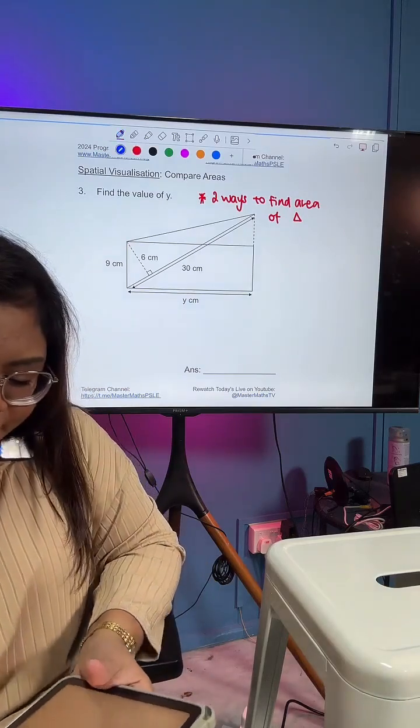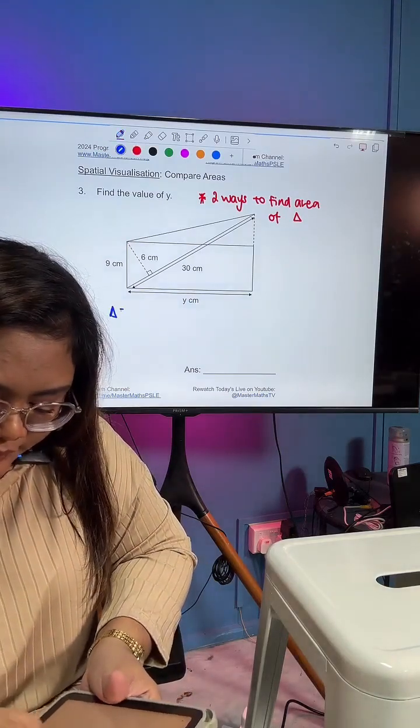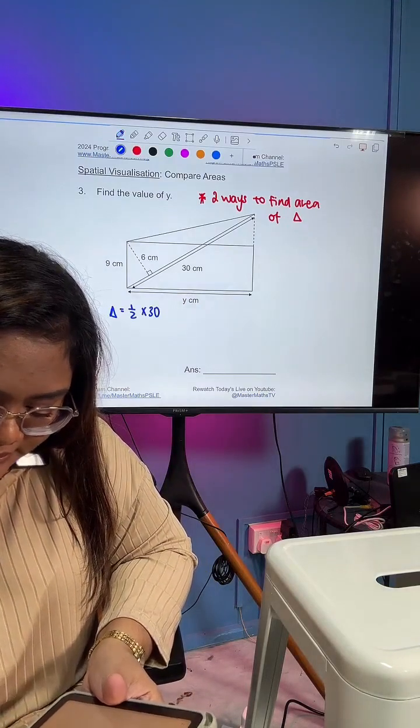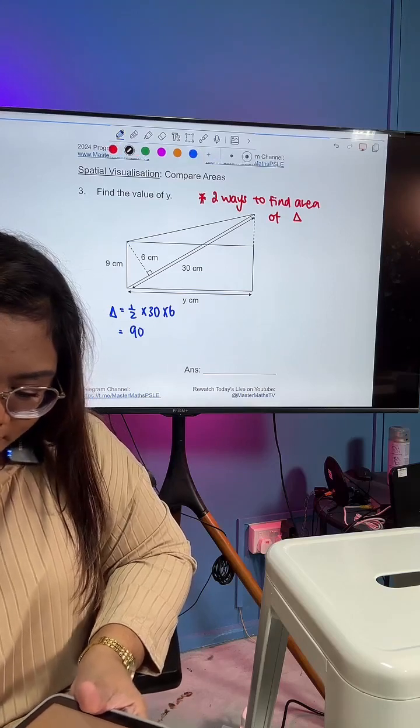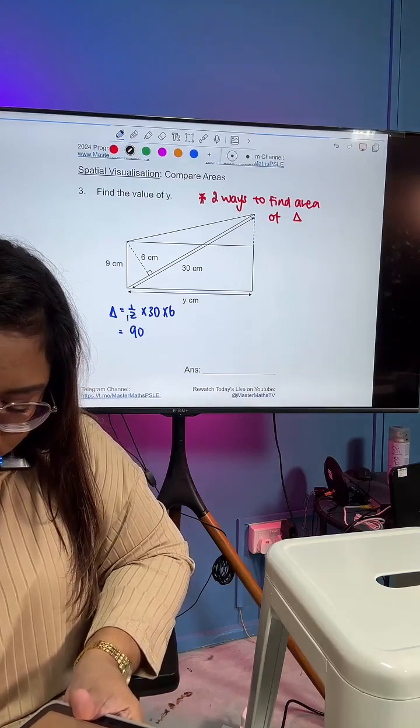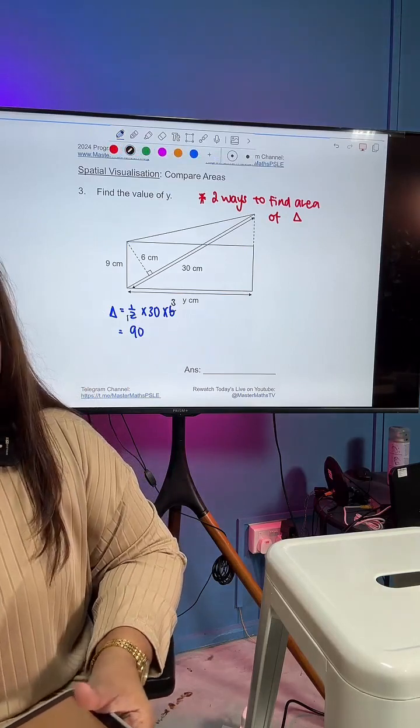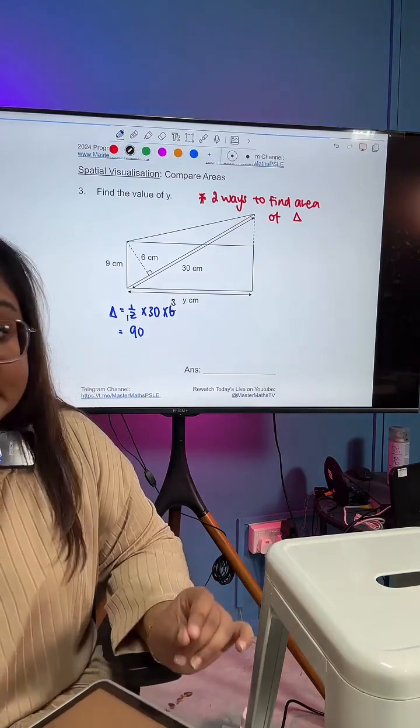Okay, the first one I'm sure everybody can tell. Triangle equals to half times 30 times 6, which is 90. All I'm doing is just cancel. Half base height, which is 90.